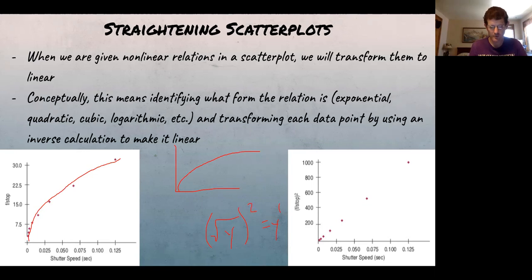So anyways, look at what they did here. They took the f-stop of a camera and they squared it. So that took the square root function and turned it into a linear function. And of course, that's going to have a perfect correlation. But with real world data, you can take that concept as well.